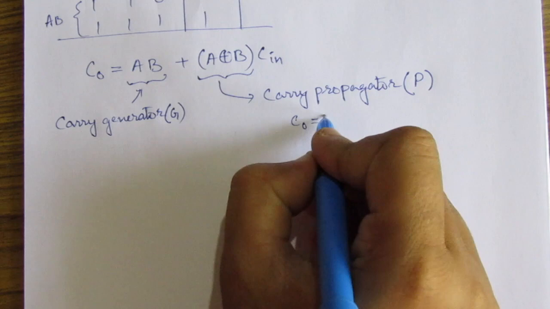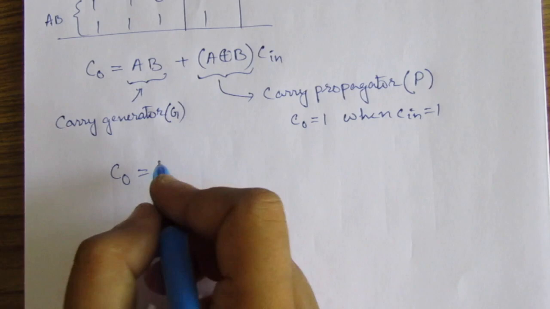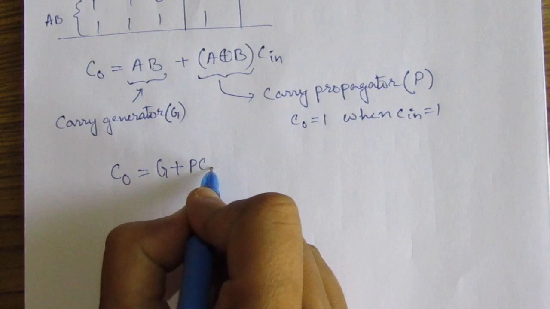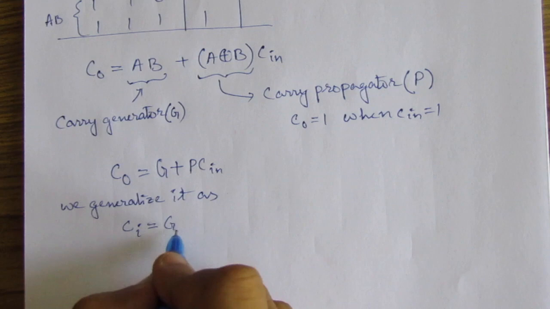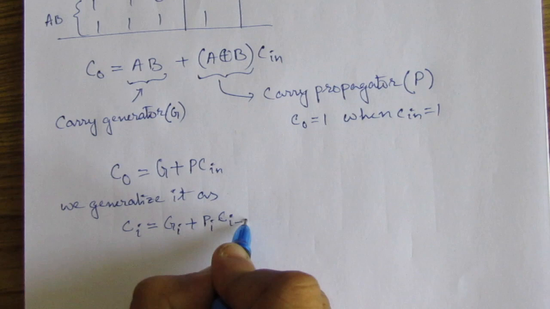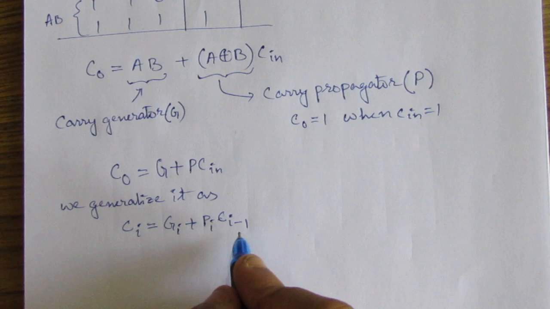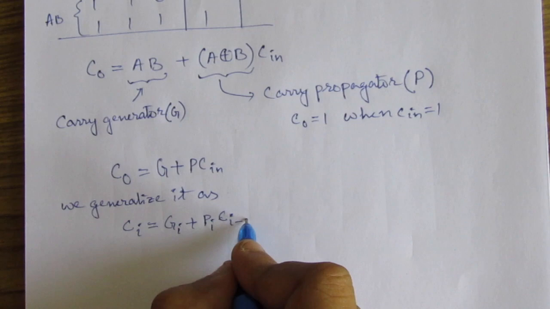We can write this expression as C0 equal to G plus P C in, and we can generalize it as Ci equal to Gi plus Pi Ci minus 1. Here we are writing Ci minus 1 because this is the carry input. Carry input means it is from the previous stage. That's why we are writing it as Ci minus 1. This is the generalized expression for carry out.